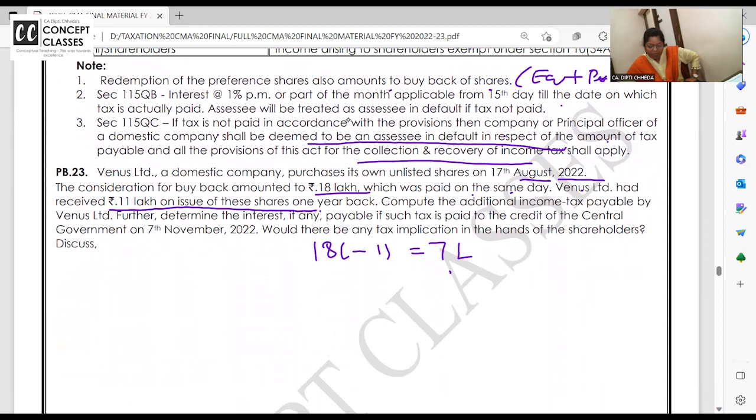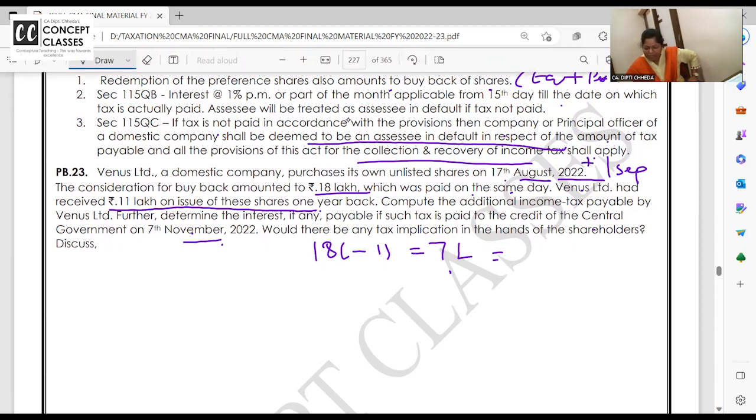Further, determine the interest, if any, payable if such tax is paid to the credit of the central government by 7th of November. 17th August, say 14 days. Okay. So August, how many days are there? Somewhere in, say, September, you should have paid the tax. But you paid it in November. Right? September, 14 days from the 14th. I'm doing it orally. Of course, I'll do it in writing also.